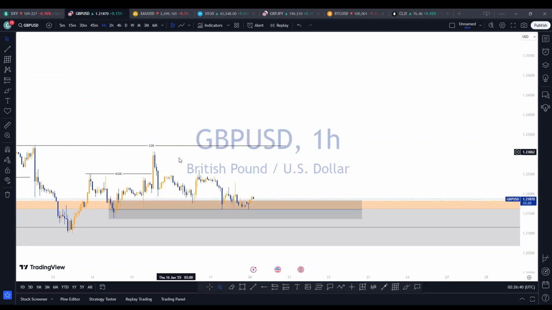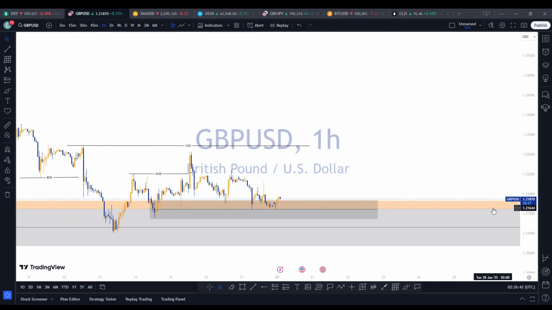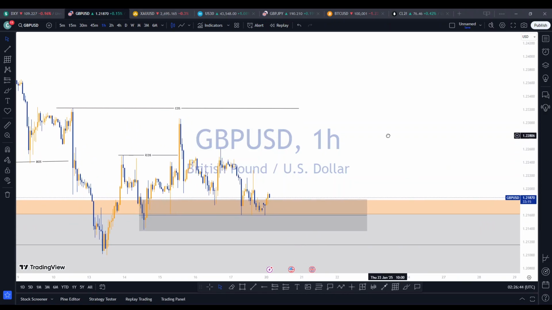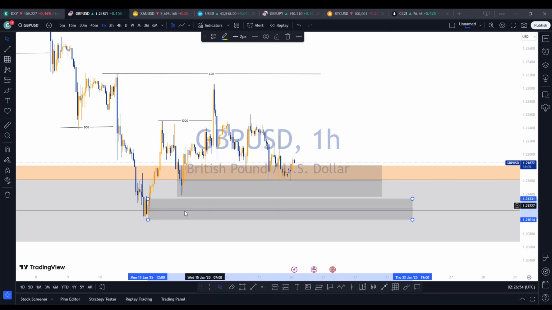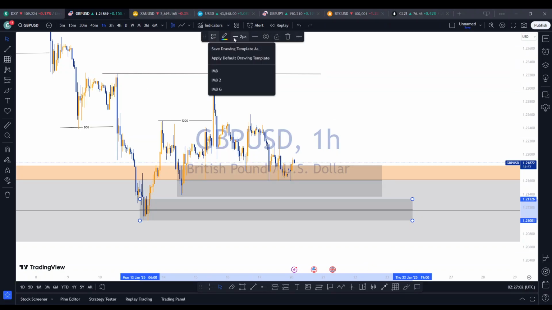So now let's go to my daily time frame. Let's be mindful of this as well. This is also a valid entry. Alright, this is a valid entry. So we might push down there. Let's see.